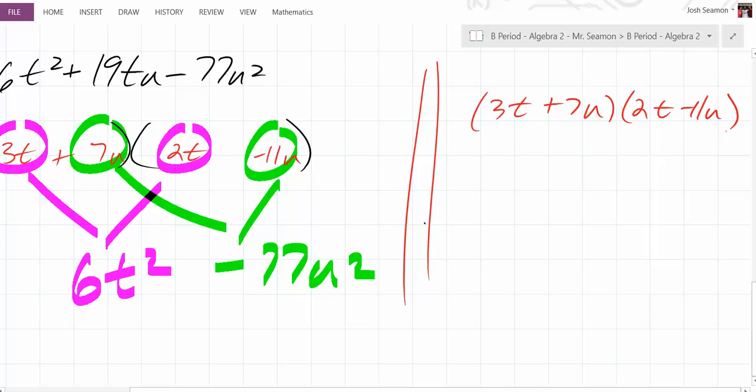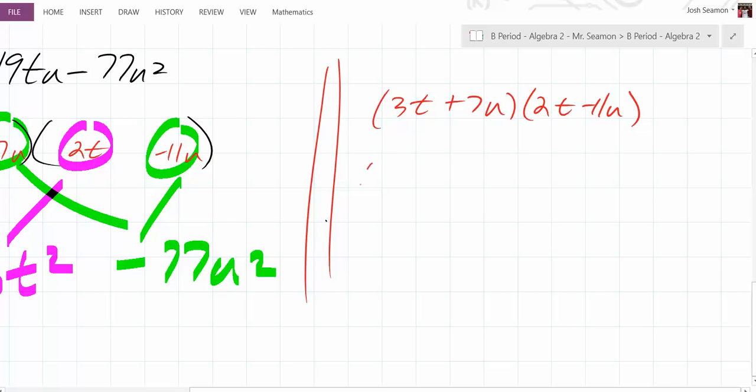We're not sure if this is correct. We know that the first term is going to be there: is 6t squared going to be there? Yes. Is negative 77u squared going to be there? Yep. But we don't know if negative 19tu is going to be there. So how do we test that? Well, we just multiply it out. We distribute. So what do we end up with? We do end up with 6t squared, and then negative 33tu plus 14tu minus 77u squared.